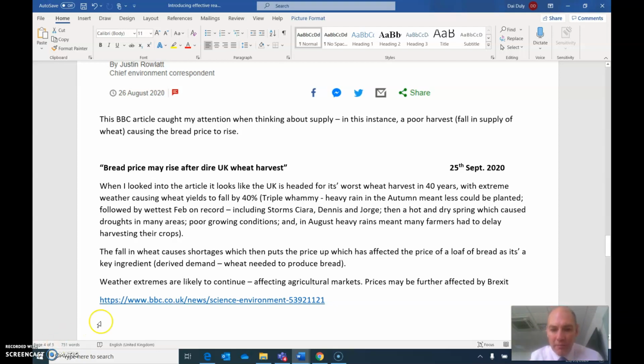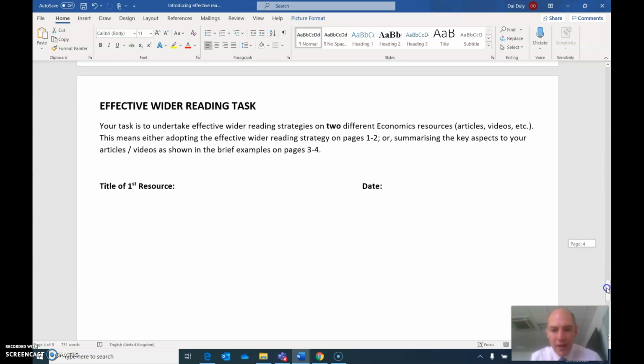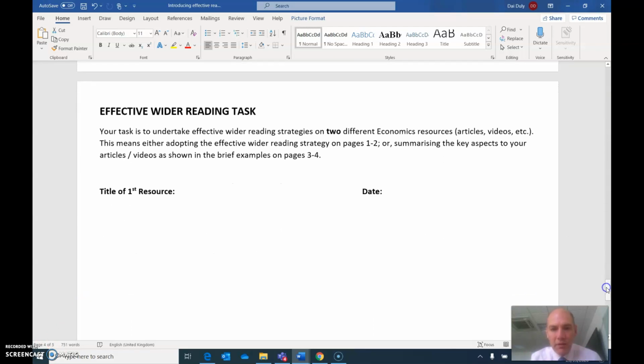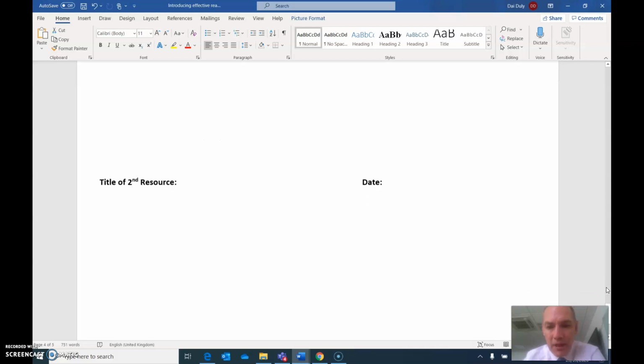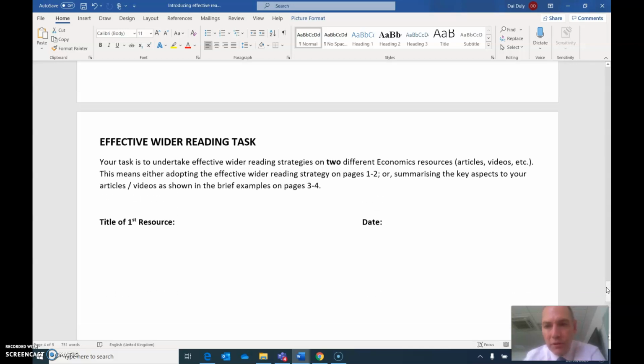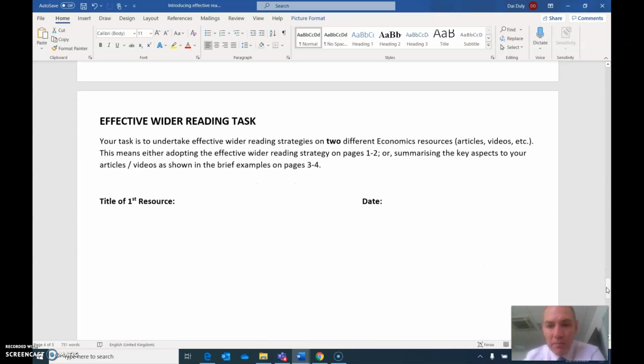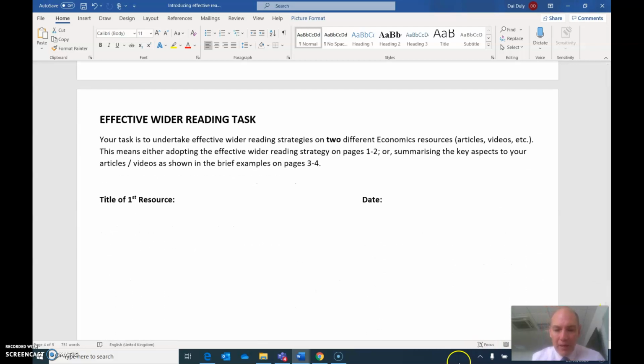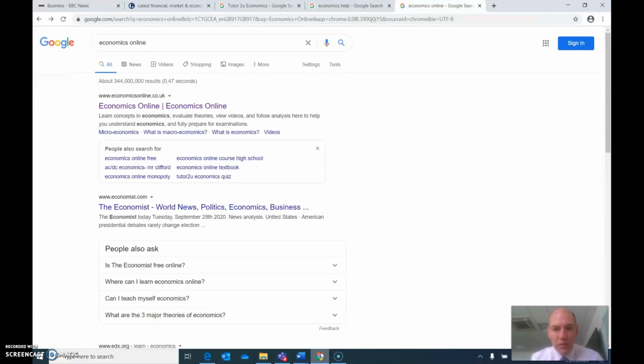So when it comes to this, you guys are going to be looking for different articles, and you're going to be looking for two different resources. You're going to be hopefully doing that effective wider reading strategy, or alternatively summarizing the key aspects to your articles and videos, and this will need to go up onto Teams. So it will be on assignments, but when it comes to choosing your articles, what are you going to look for?